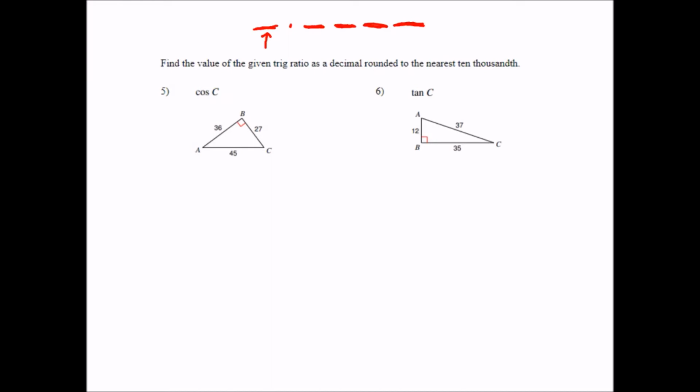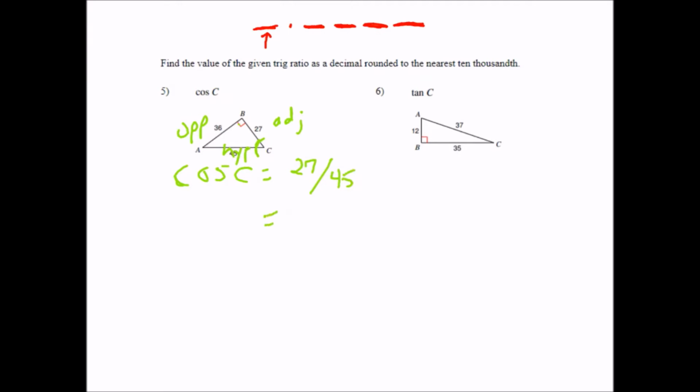So for these, you gotta know your trig ratios. So SOHCAHTOA, cosine is adjacent over hypotenuse. So in this case, there's a 90-degree angle. Across from it is the hypotenuse, which is 45. Angle C is here, so opposite that is 36, which makes this BC adjacent. So again, for cosine, we need adjacent, which is 27, over the hypotenuse, which is 45.